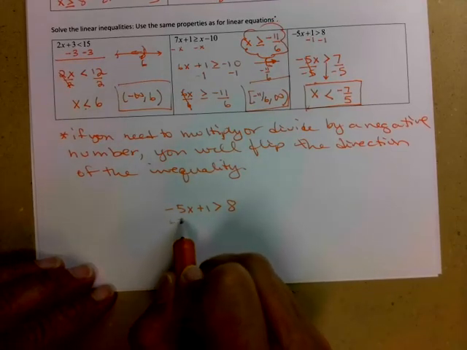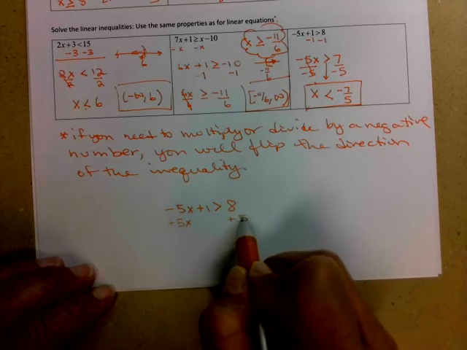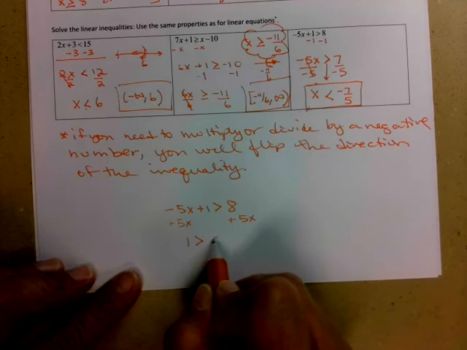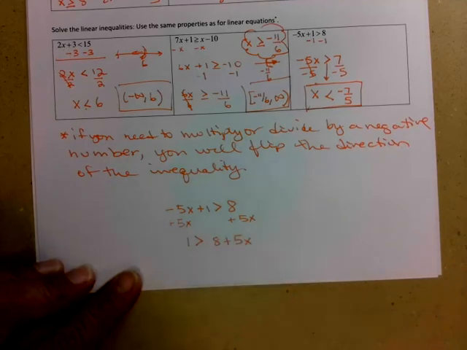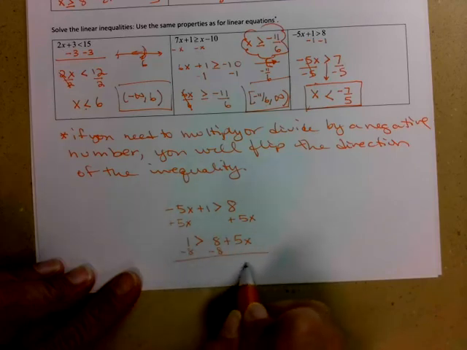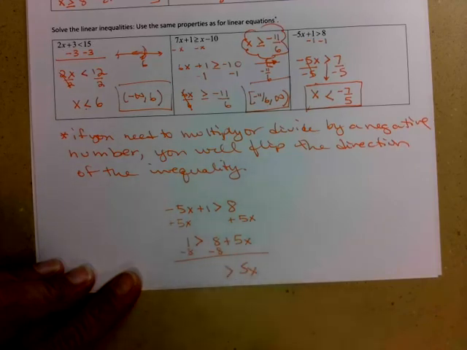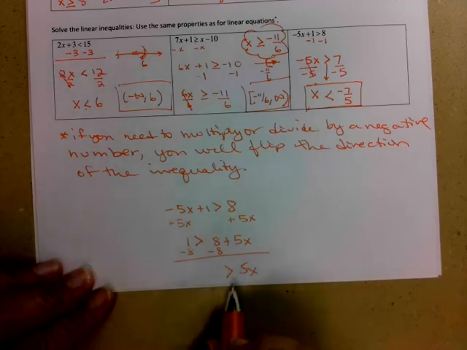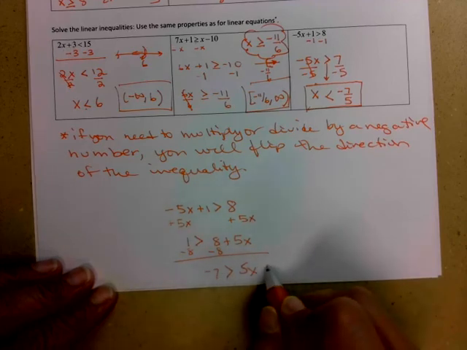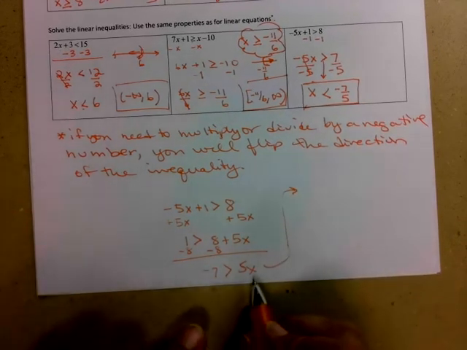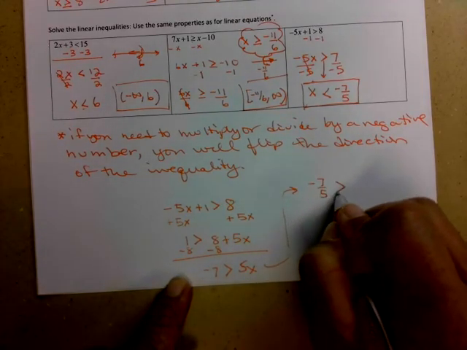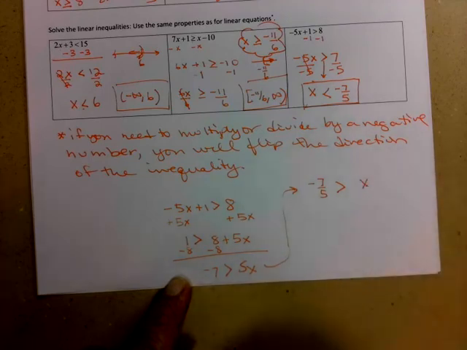We could go ahead and add 5x to both sides, doing the same thing to both sides so it's not right, wrong. So now I have 1 is greater than 8 plus 5x. I'm going to subtract 8 from both sides. So now I have 5x by itself on the right. Then I have my greater than symbol. And then I've got negative 7. And then my next step would be to divide by positive 5, right? So I'll have negative 7/5 greater than x.